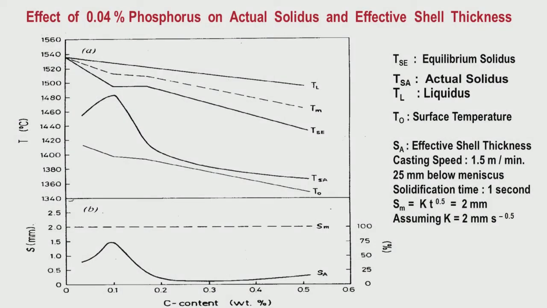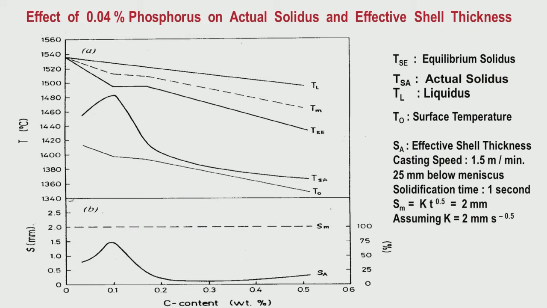Some calculations have been made. Suppose we have 0.04% phosphorus in steel. So, what is its impact on segregation? What is its impact on actual solidus during solidification? What is its impact on the relative depth of the solid shell and the relative thickness of the mushy zone?